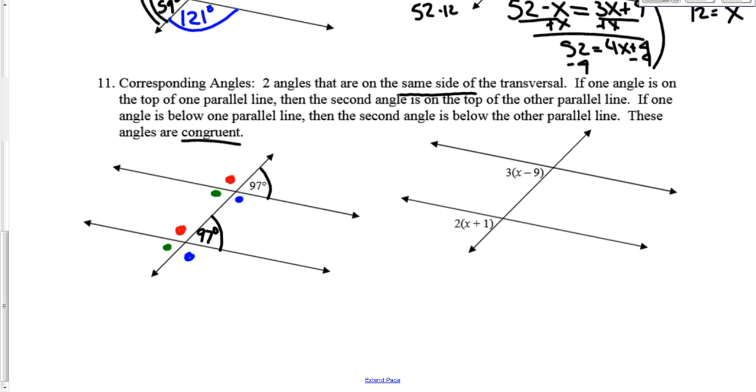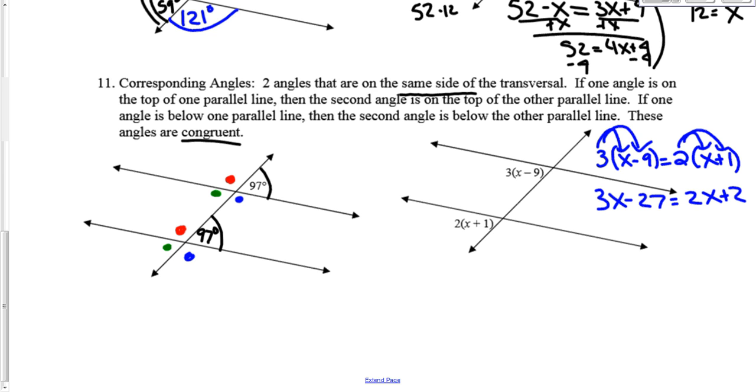All right, so let's go ahead and make an equation. Same thing, they are equal to each other because they are congruent. So I have 3 times x minus 9 is equal to 2 times x plus 1. Now, this one's a tad bit different because we have to do some distributing first. So I'm going to go ahead and distribute my 3. I got 3x minus 27. Distribute my 2. I get 2x plus 2. And I can continue solving. Subtract 2x. Leaves me with x. And I can add 27. Leaves me with x is equal to 29.